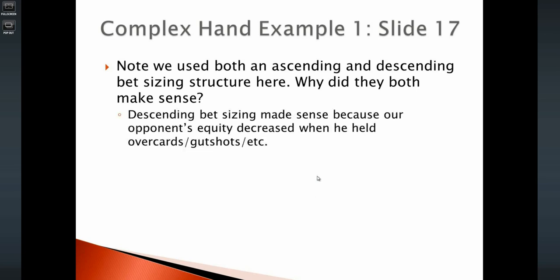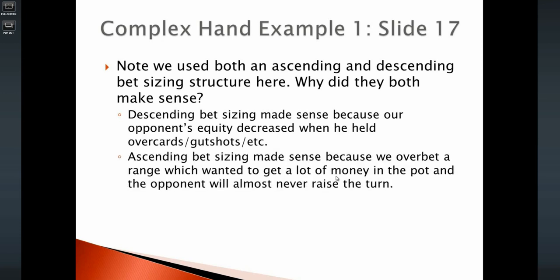Well, descending bet sizing made sense because our opponent's equity decreased when he held overcards, gut shots, etc. Remember, his equity was almost halved when he had overcards, or around halved, because now he only has one chance to outdraw rather than 2. So that made a descending bet sizing make sense with those sort of medium strength hands we had, because we're now less concerned with making our opponent fold his high equity overcard hands.